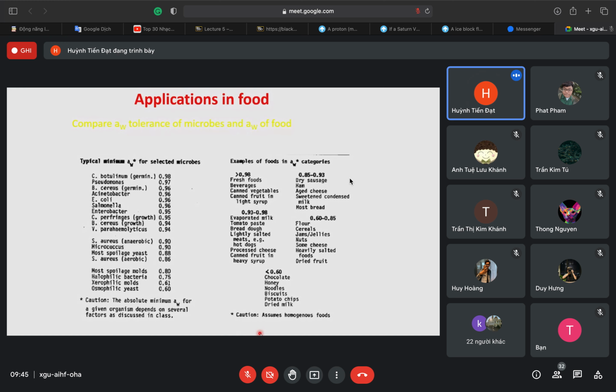Some caution: you should think about whether the food is homogeneous. Homogeneous means the food contains consistent components. If they are not consistent, each part of the food can still have a different water activity. So for example here, they recommend for Staphylococcus aureus, we even have differences between anaerobes and aerobes.